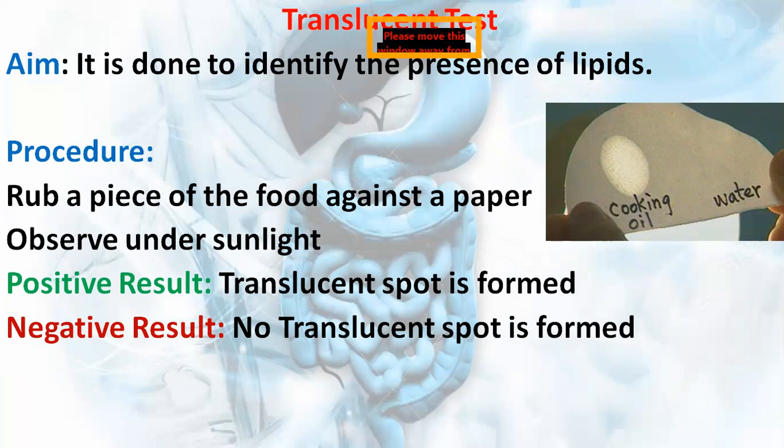So here, let's repeat it together. The translucent spot test is one of the tests done to identify the presence of lipids. If there is lipid, it will give a translucent spot after rubbing the food on a piece of paper. If there are no lipids, it is a negative result, and there is no translucent spot.